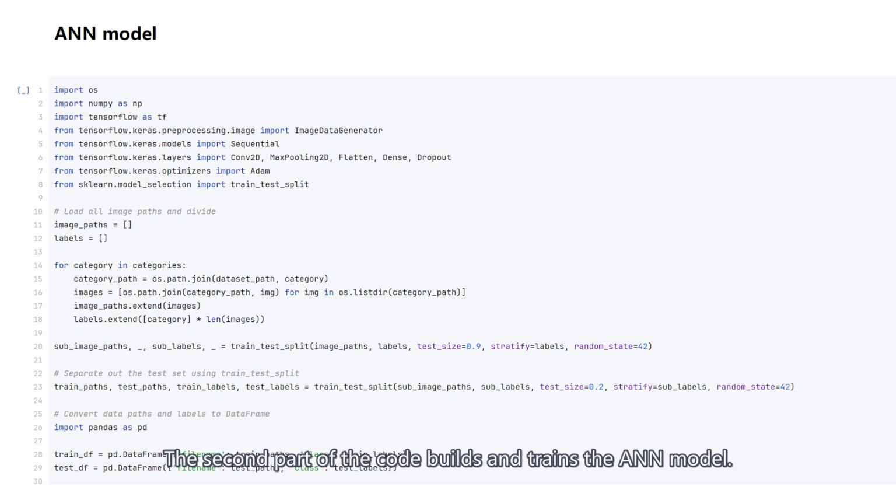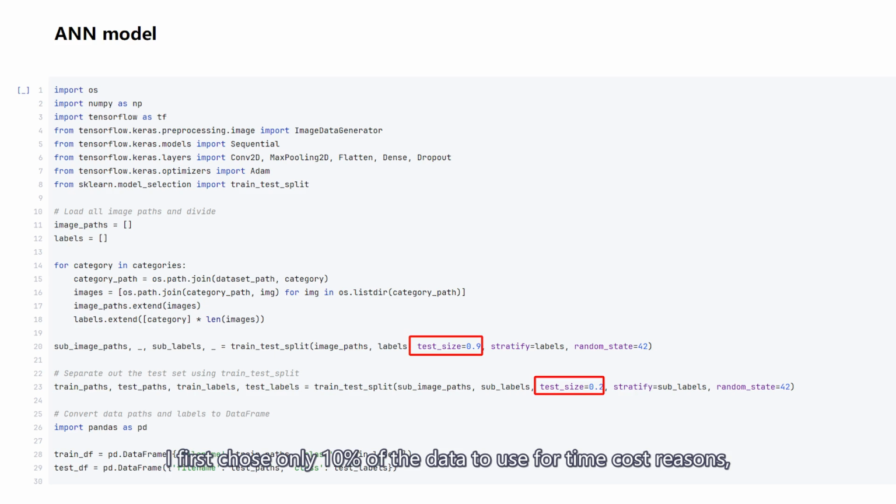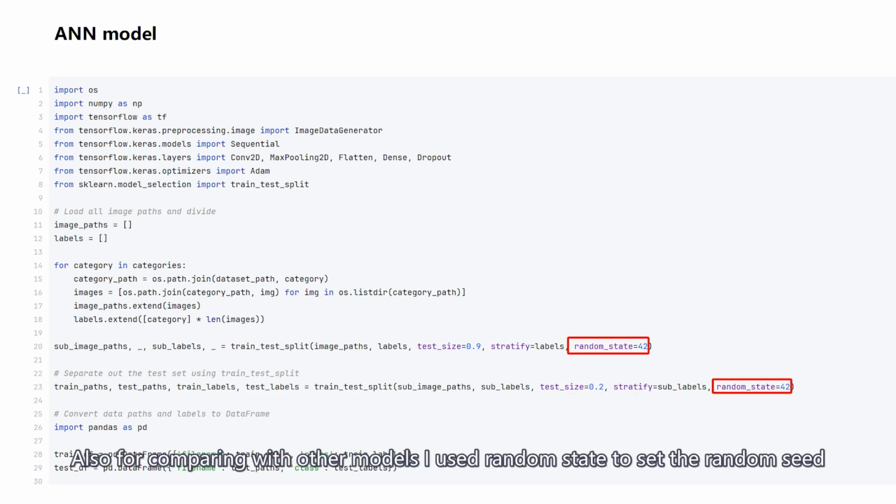The second part of the code builds and trains the ANN model. Because the amount of the data in the dataset was too large, I first chose only 10% of the data to use for time cost reasons, where 2% of the data was used for testing and 8% for training. Also, for comparing with other models, I use the random state to set the random seed to make sure that the training set and the test set are the same every time.